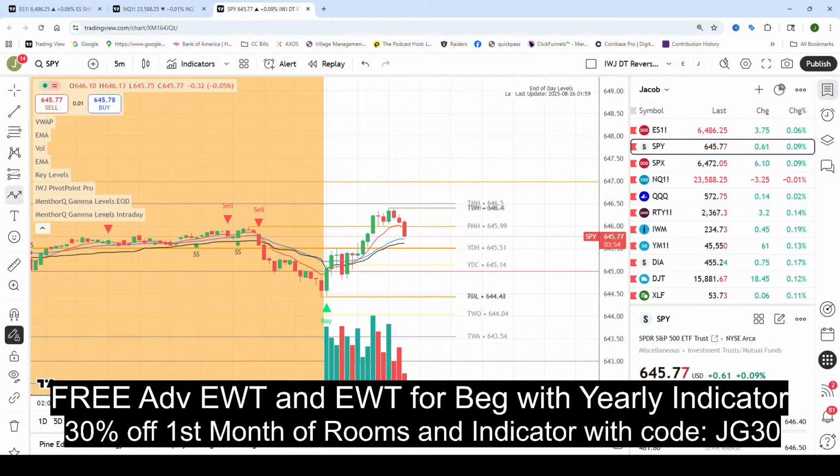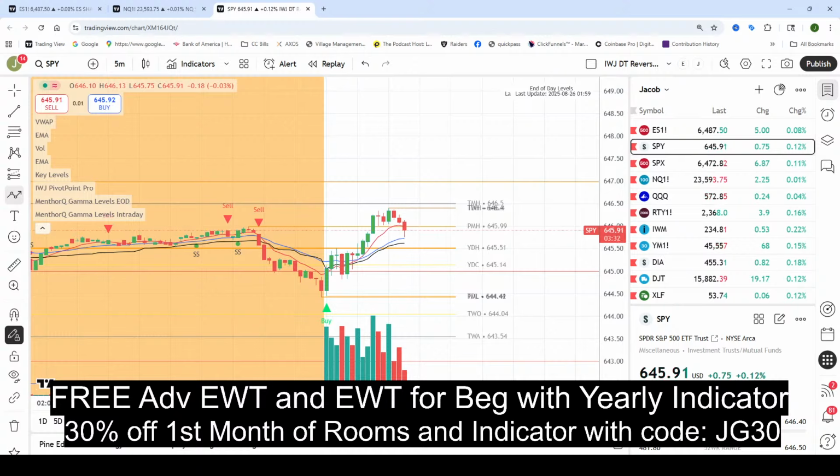Let's see here. Do we get 190? We're close. And there's the turn down we were talking about. Rejection off the highs, the all-time highs. The market has barely moved, but still making money. Yeah, that's the whole thing with the indicator. You don't have to have huge moves to make money day trading.